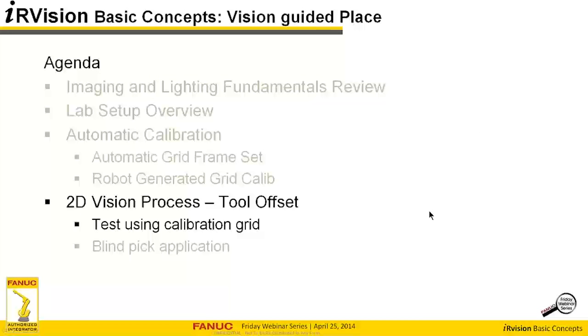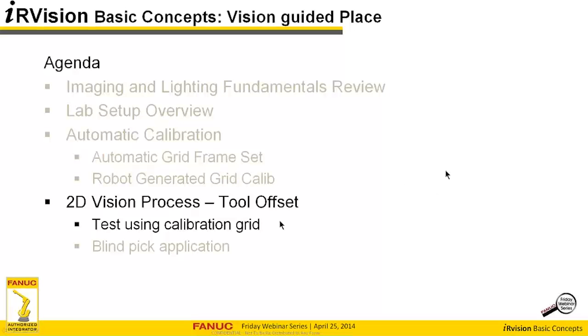Okay, so there are a couple of different ways you can calibrate a camera to use for a tool offset, or you can calibrate a fixed mounted camera. That's a couple of different ways you can automatically calibrate a fixed camera. Now we're going to look at using those calibrations to generate a tool offset.